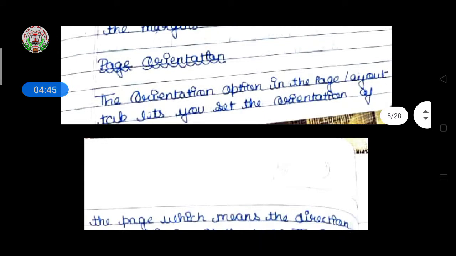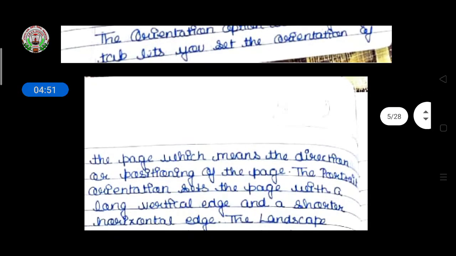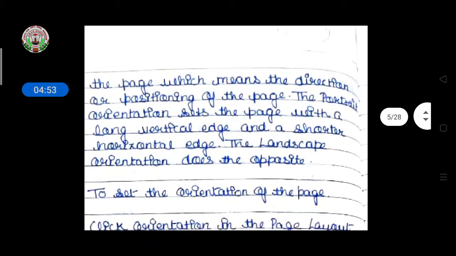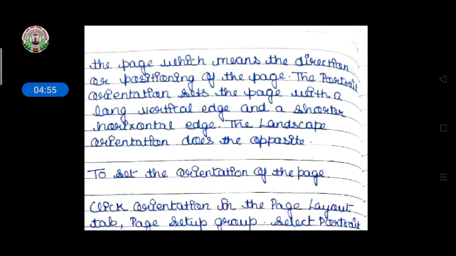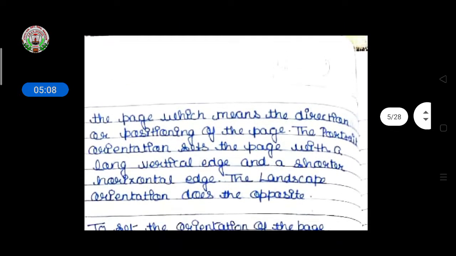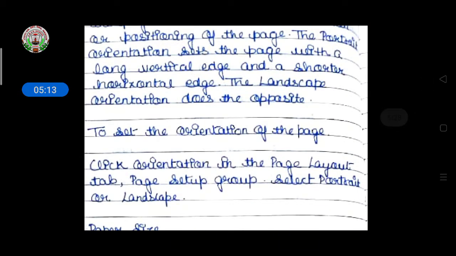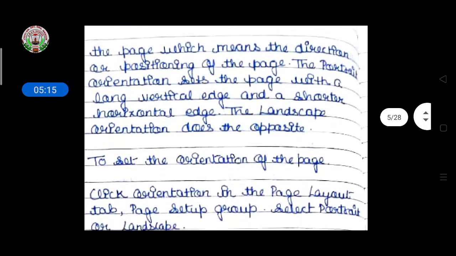Then come to the page orientation. The page orientation option is in the page layout tab. It lets you set the orientation of the page, which means the direction or positioning of the page. The portrait orientation sets the page with the long vertical edge and the shorter horizontal edge. The landscape orientation does the opposite. Like this, it displays the landscape and portrait form.